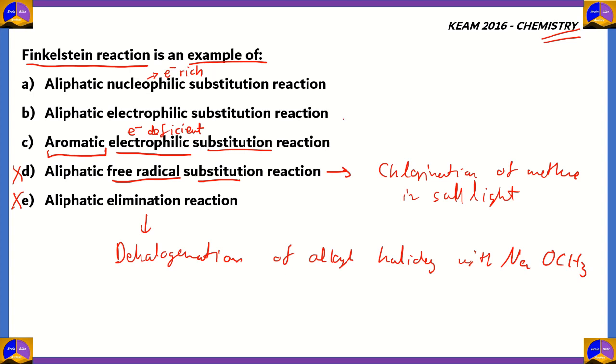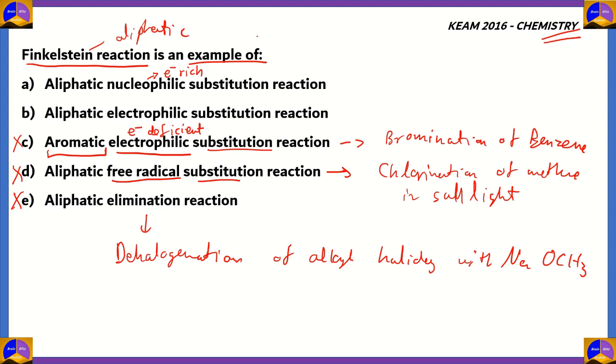An example of aromatic electrophilic substitution reaction is the bromination of benzene. What happens here is that the electron deficient bromine atom takes the place of hydrogen, and therefore substitution occurs in an aromatic group. So option C is incorrect. Finkelstein reaction occurs in an aliphatic group. So that means you have aliphatic electrophilic substitution and aliphatic nucleophilic substitution.